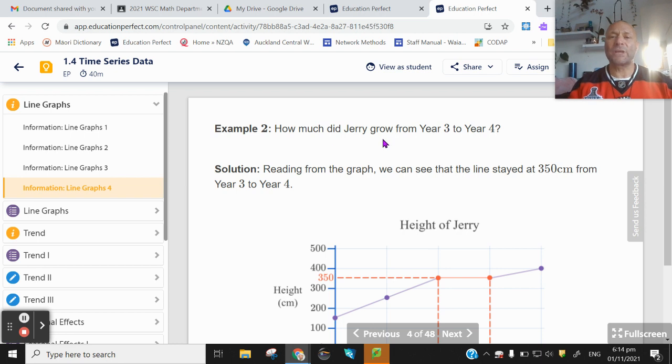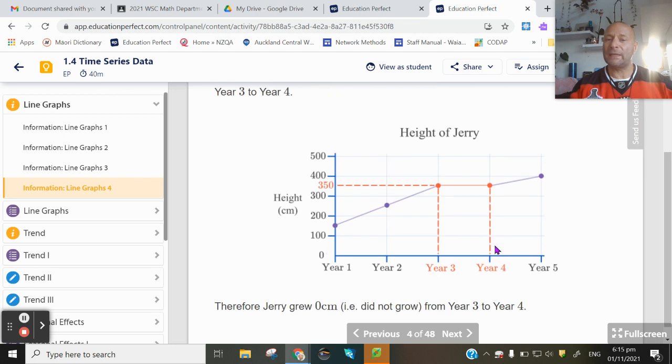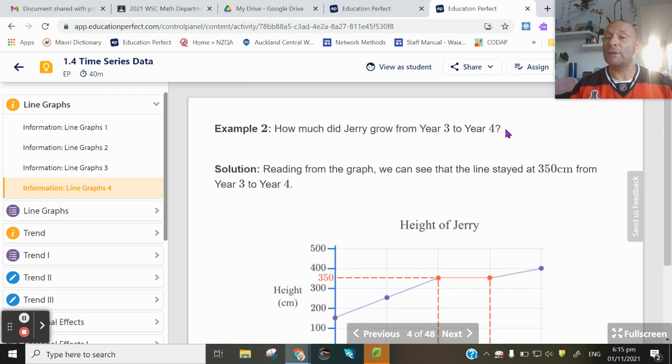How much did Jerry grow from year 3 to year 4? Using the question, we would say, looking at year 3 to year 4, 350 to 350, Jerry grew 0 centimeters from year 3 to year 4. Again, let the wording of the question be a structure that you're going to use for a well-worded response.